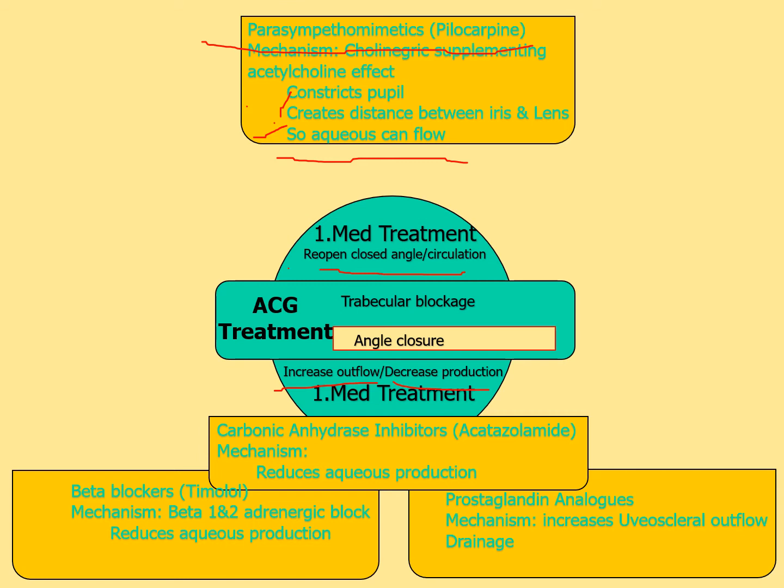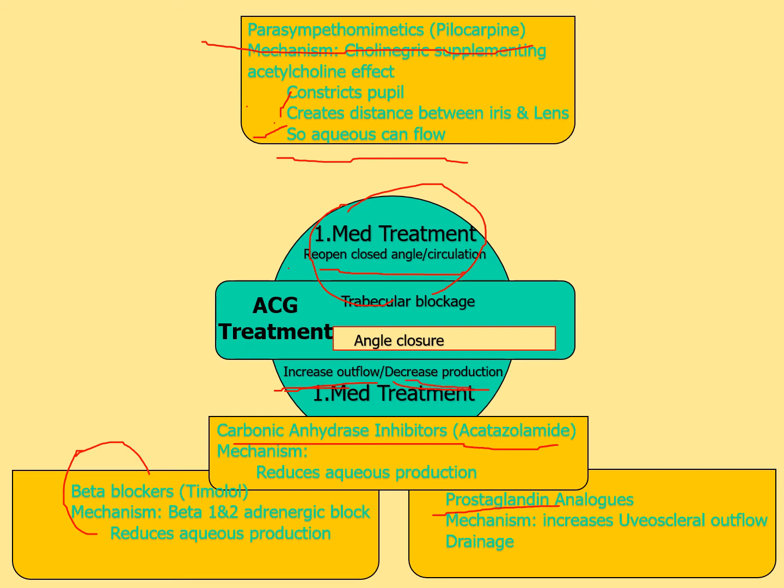The other things are beta blockers. They decrease the production by their beta adrenergic blocking action. Then the prostaglandin analogs increase the uveoscleral outflow, and carbonic anhydrase inhibitors like acetazolamide reduce the aqueous production. So the medical treatment is either to reopen the pupillary block, or increase the outflow, or decrease the production.